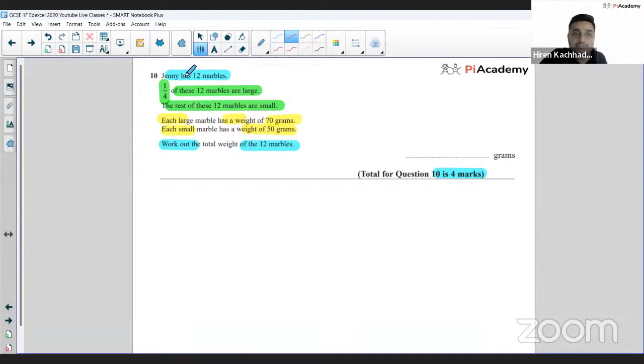So first of all, as we know, there are total 12 marbles, right? That is very much clear to us. Now we are looking for the second line. Second line states that 1/4 of these are large. So if I find the number of large marbles, that is equal to 1/4 of the total, which is 1/4 of 12. So it is 3. Yes, correct.